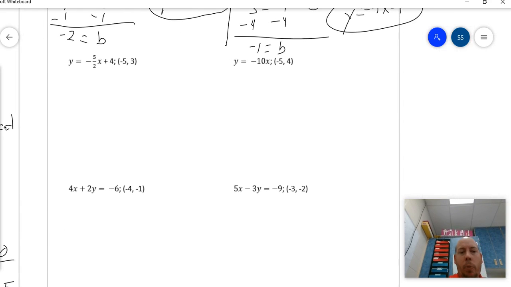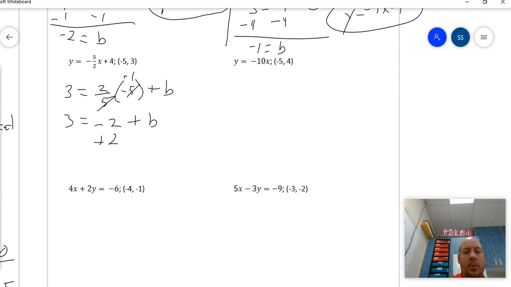All right, next one. Again, my y value there is 3. So 3 equals opposite reciprocal, so +2/5 times my x value of -5 plus b. Solve for b. So that would be -2. Again, the shortcut there: cross that out, divide by 5, divide by 5, that makes that -1. So 2 times -1 is -2. And then add 2 to both sides. So my y-intercept, my b value is 5. So I'd have y equals 2/5 x plus 5.